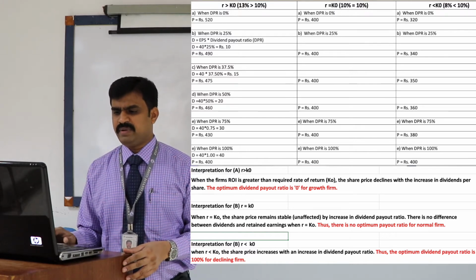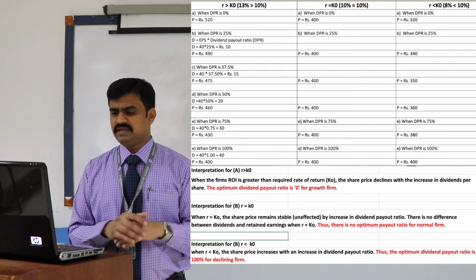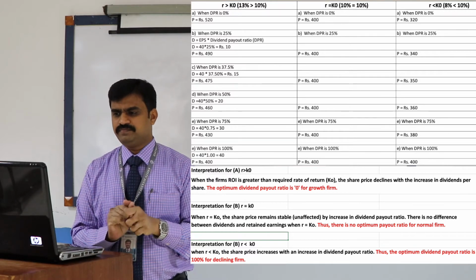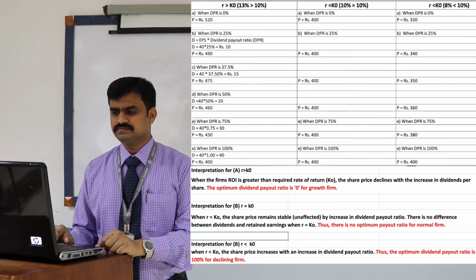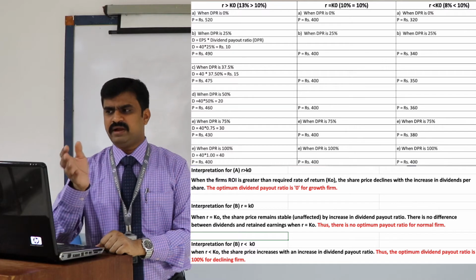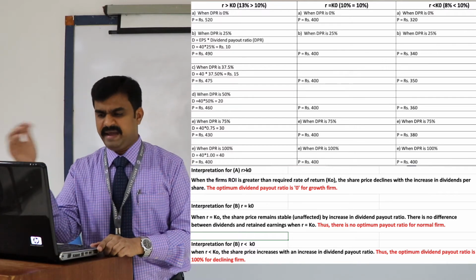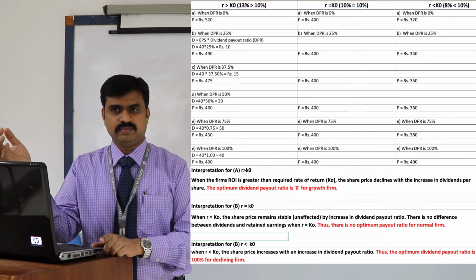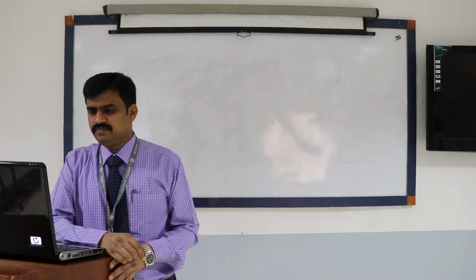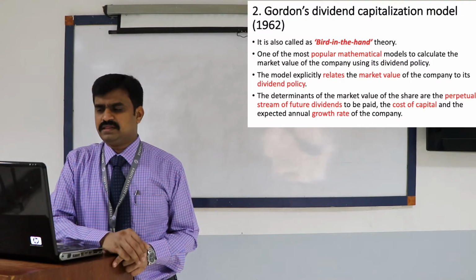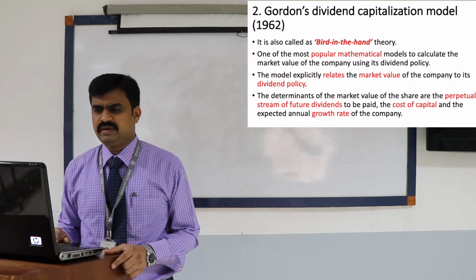Thus, the optimum dividend payout ratio is 100% for a declining firm. Got it? Because when the dividend payout ratio becomes 100%, my share price becomes maximum. It increases my share price. Got it? Now start the second model of relevance theory, dividend relevance theory.